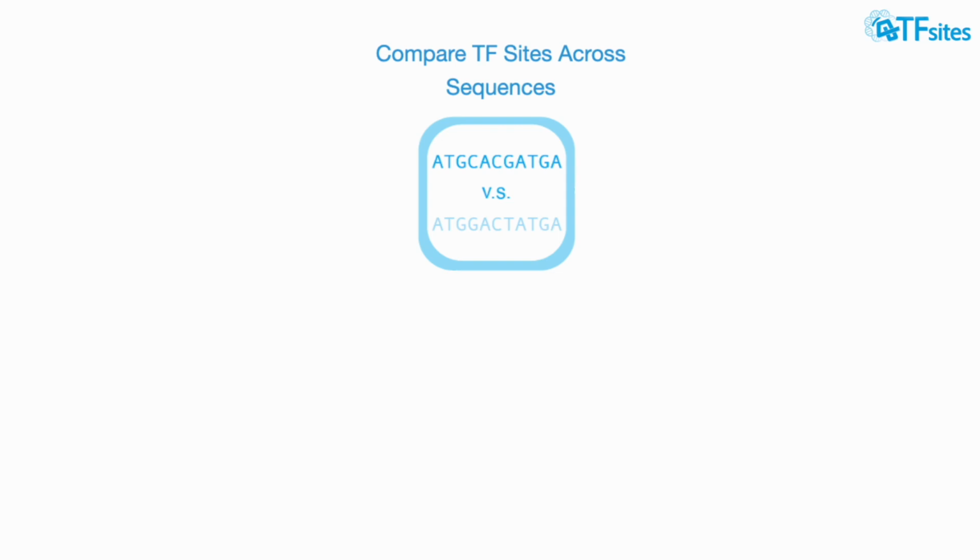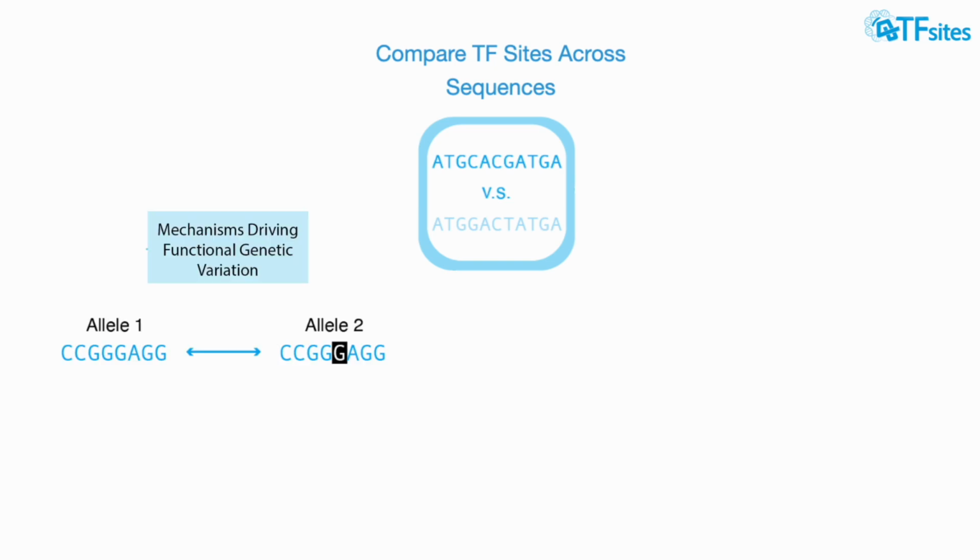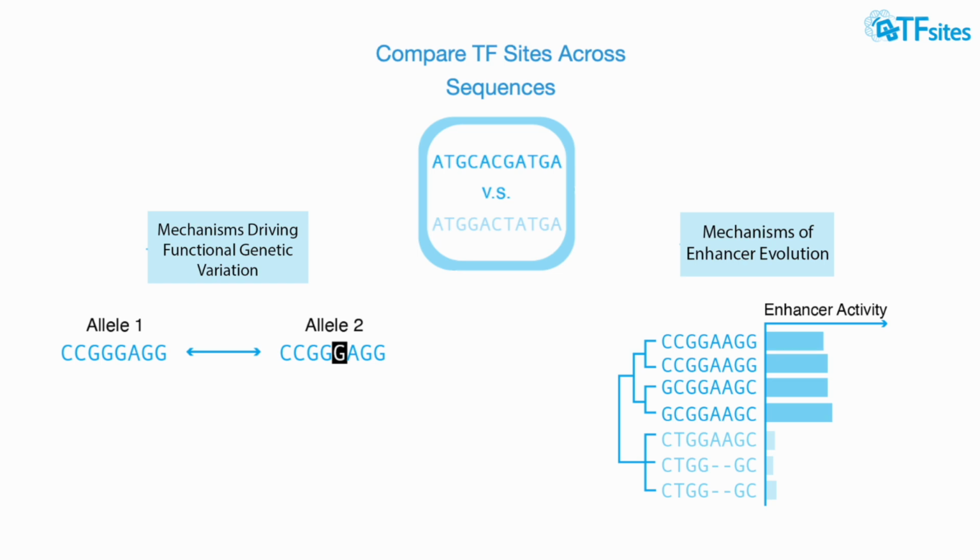The third tool is compare TF sites across sequences, and this tool reports binding sites that are altered across 2 or more enhancer sequence variants. In biomedical applications, this tool can analyze reference and alternate alleles that are associated with diseases or changes in gene expression. In evolutionary applications, this tool can be used to determine which binding sites are lost, gained, or changed within a particular clade of species.